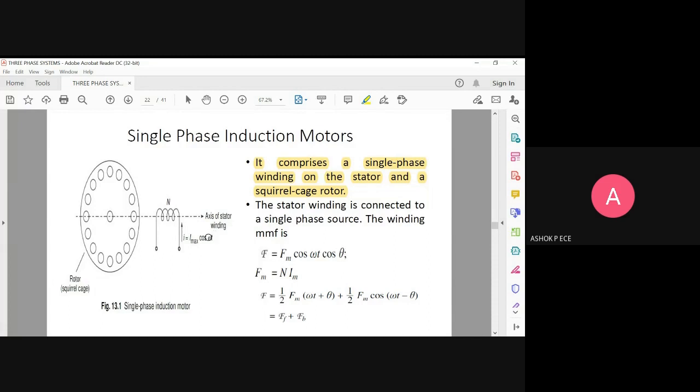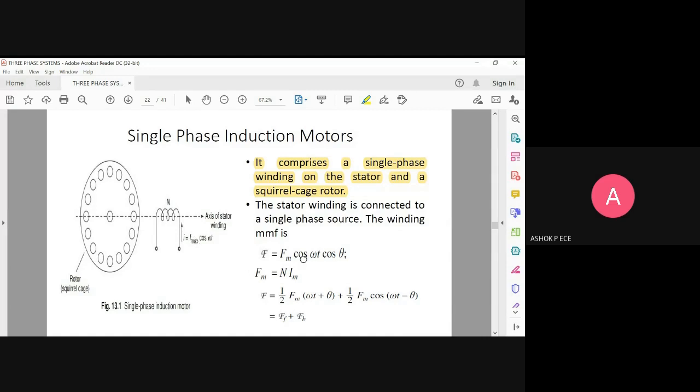This magnetic field will be almost proportional to your input current. It is also cos omega t, the input current is also cos omega t, and the magnetomotive force, the MMF, is also cos omega t. So the frequency will remain the same, and this cos theta you are getting extra because of the power factor of the circuit. And this peak value Fm is given by N into Im. So N is the number of turns in your winding, and Im is the maximum current which you are going to supply.